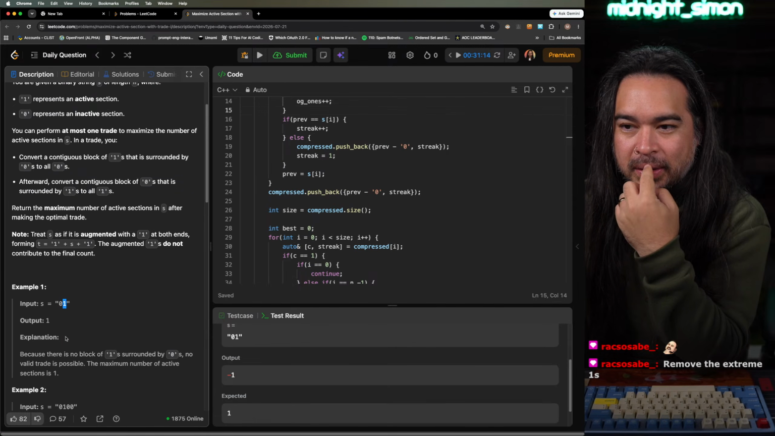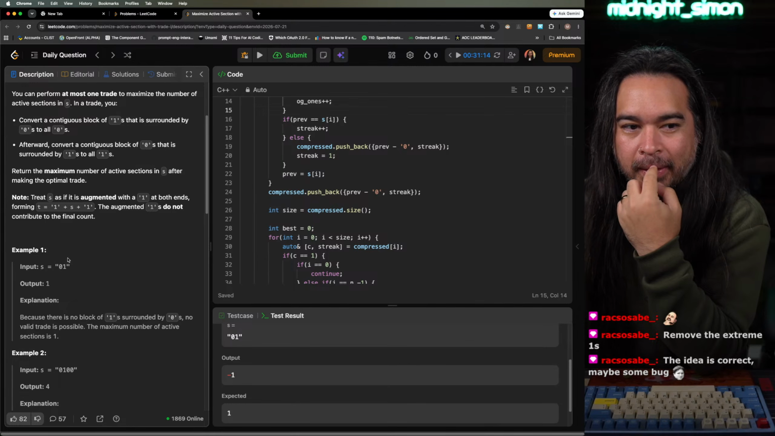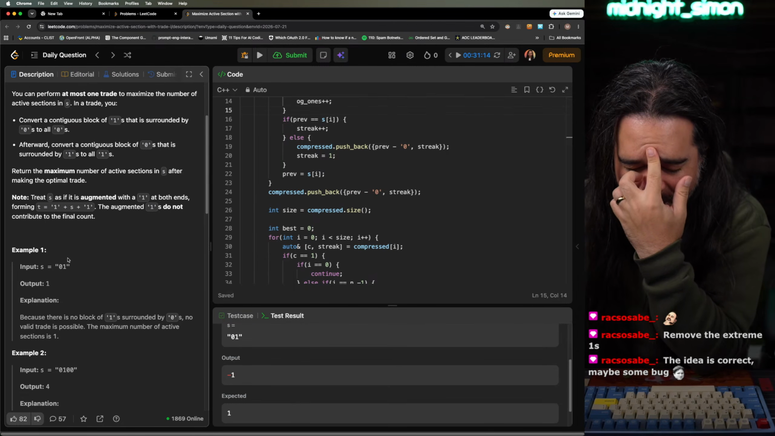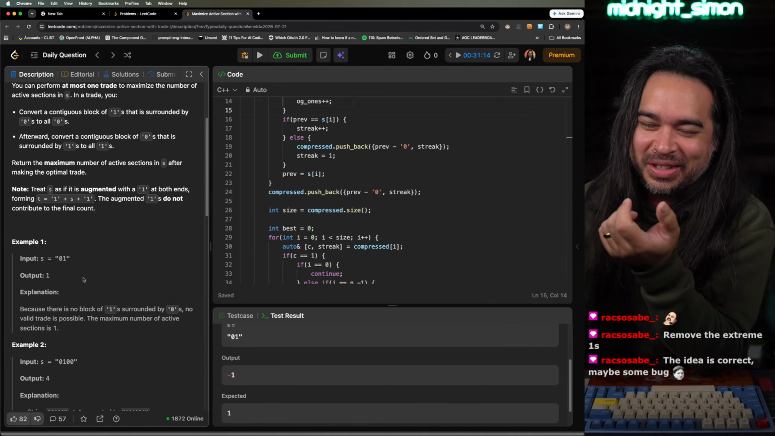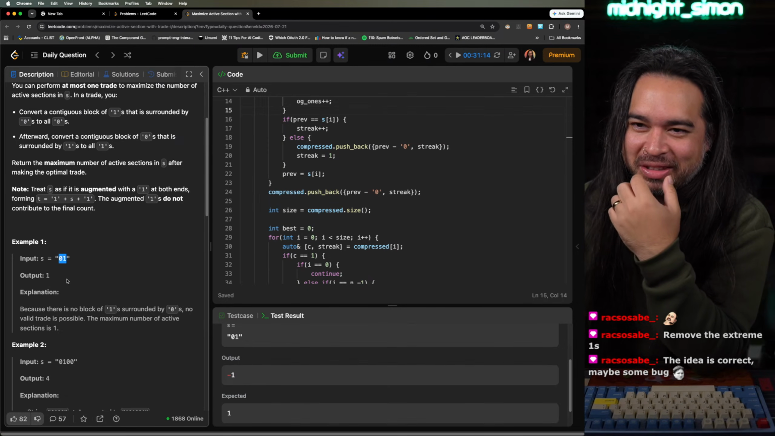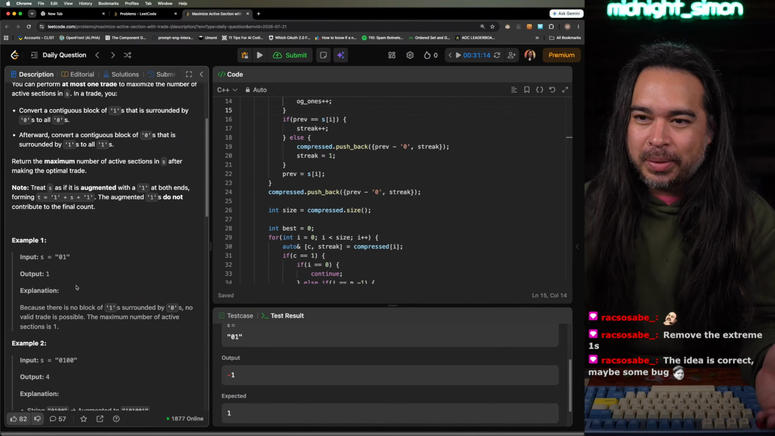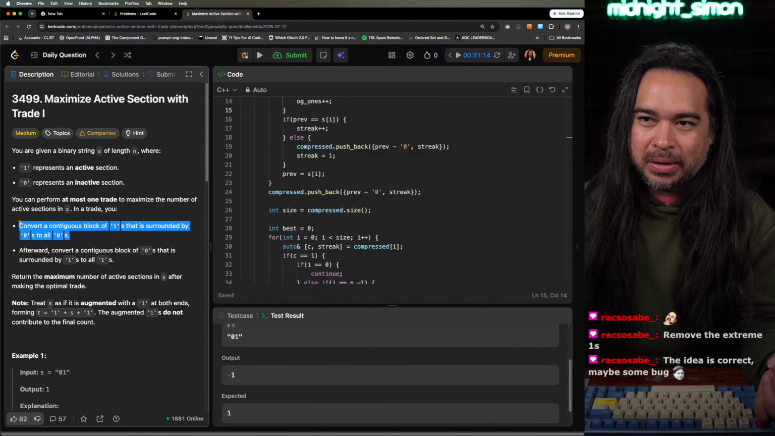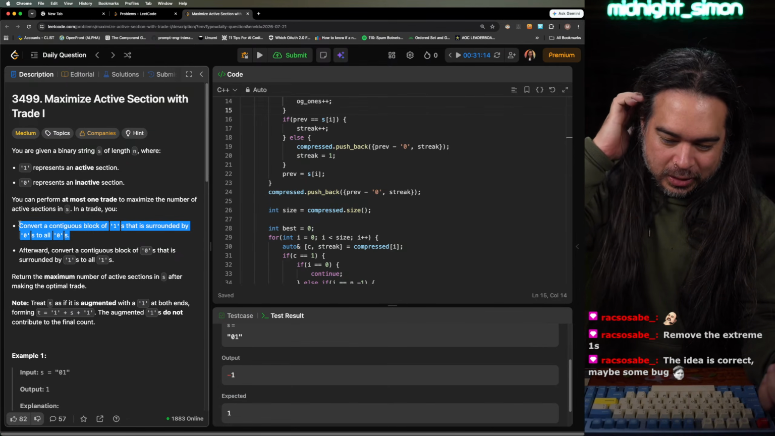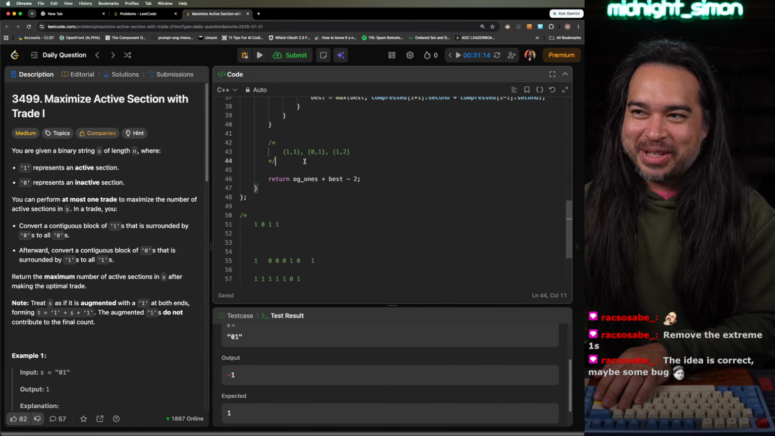Oh, I see what I'm thinking, man. Like, I'm looking at example 1 and I didn't read the explanation. I thought they turned one of these to 0 and then turned both of them to 1 or something. But it says there's no trade possible for example 1. So you need to find this block of ones to convert. Otherwise, it's just the answer. Yeah, the idea is correct. Maybe there's a bug in my brain, man.